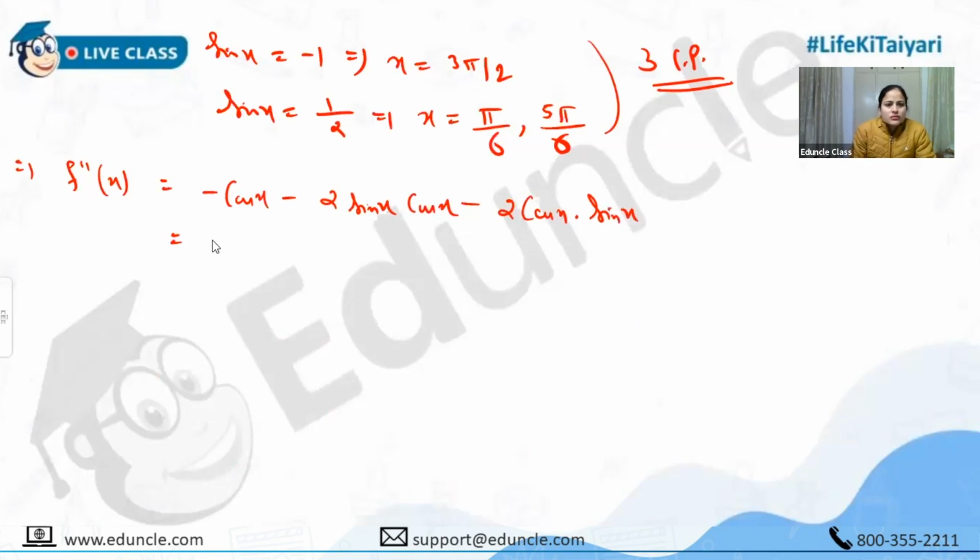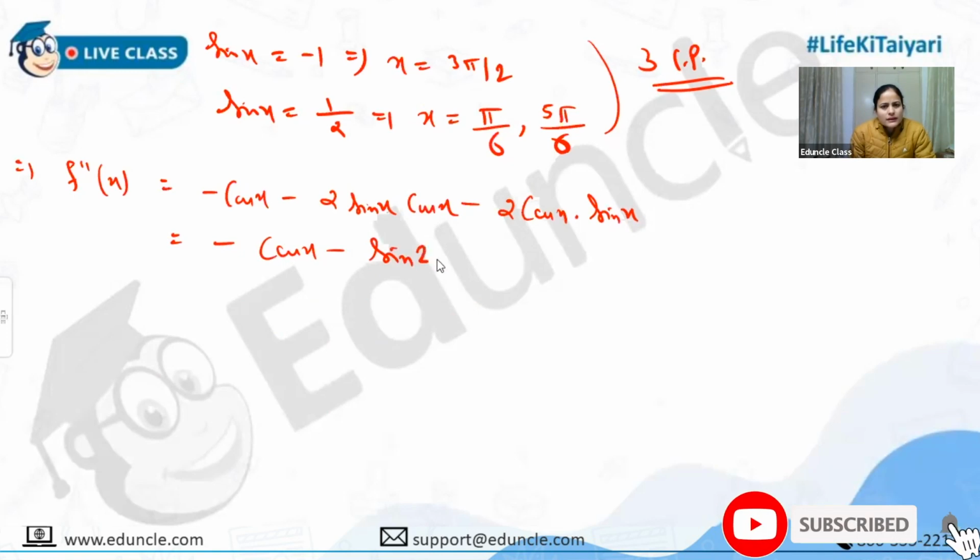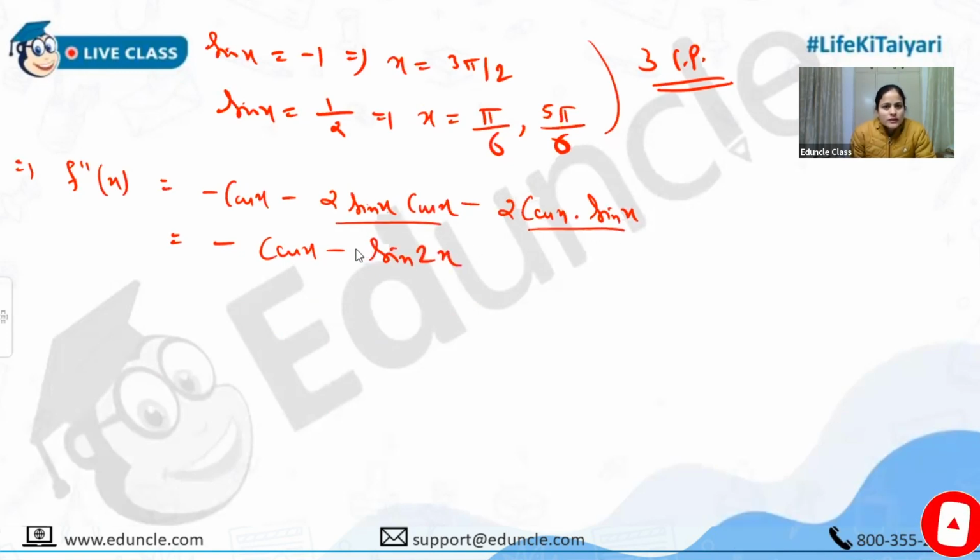So I am getting minus of cos x and minus, I can write it as sine of twice x. Correct? Wait. Sine 2x, in fact, 2 times sine 2x. Okay, so let's take the second derivative at the point pi by 6.